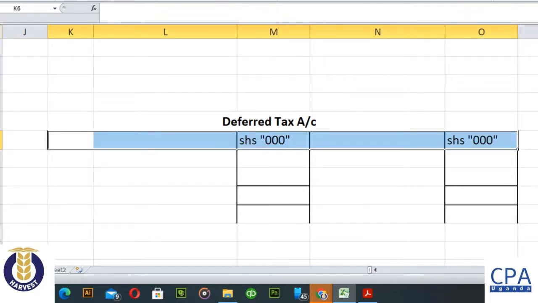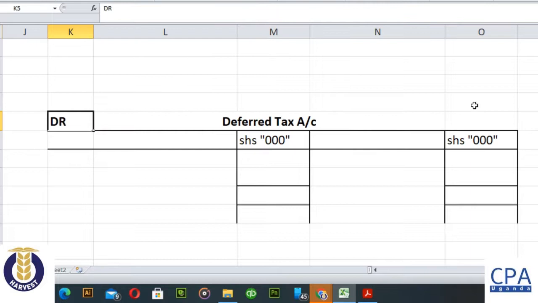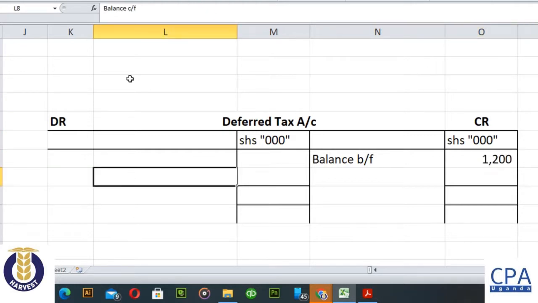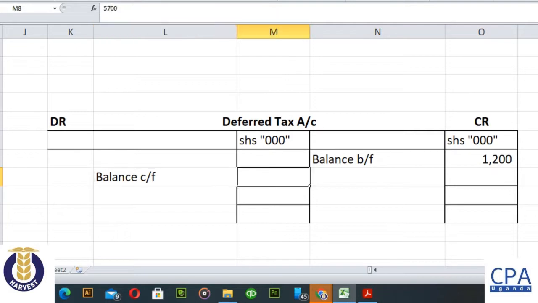As you know, this side is the debit, the other side is the credit. So I start by recognizing the opening balance from the previous year. Because this is a liability, the opening balance will be on the credit, and that is the 1.2. Right now we have made a provision of 5.7, and that's the balance that's going to be carried forward to the following year.